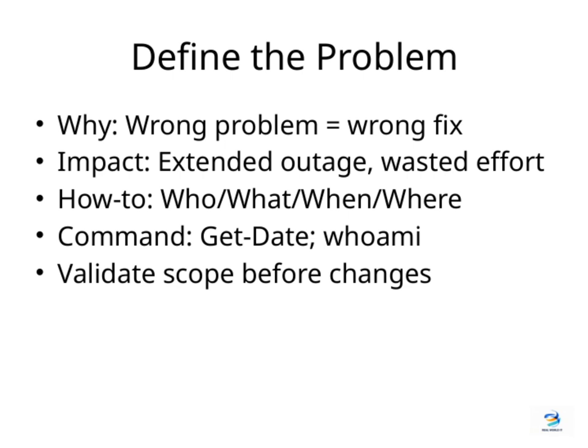So, how do we ensure we're tackling the right issue? We need a clear approach. Ask who is involved, what is actually happening, when it occurred, and where it's happening. These questions help us gather the right context. Additionally, using simple commands like Get-Date and whoami can quickly give us essential information about the system and user context, helping us validate our scope before making any changes. Ultimately, the key is to define the problem properly before taking action. This step ensures we're addressing the root cause, not just symptoms, and sets us up for a successful resolution.